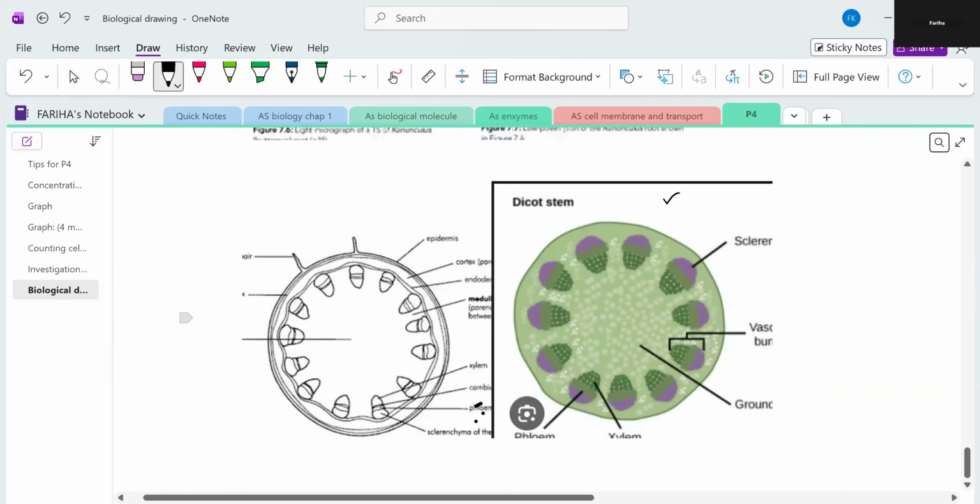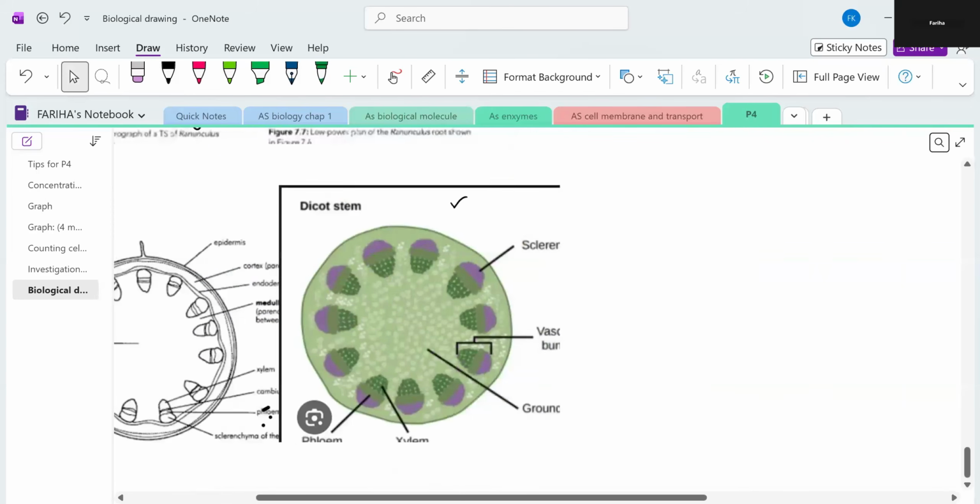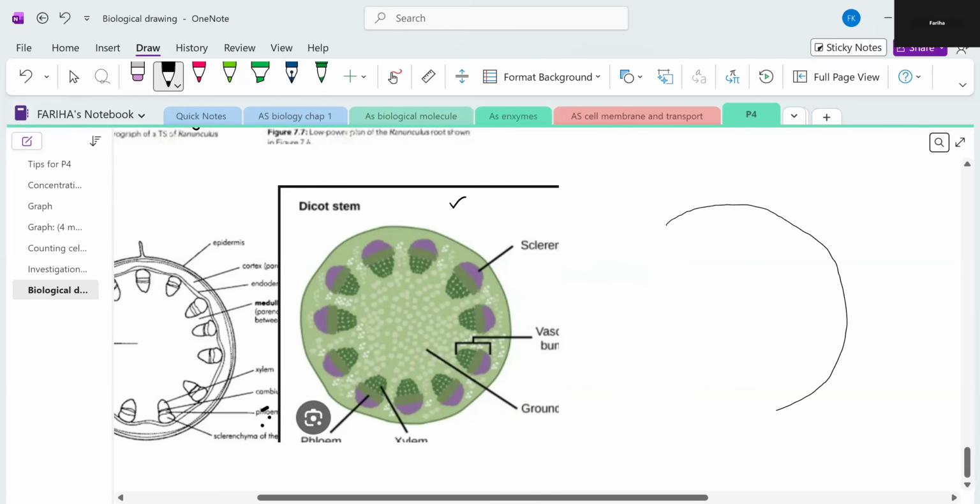Another plan drawing, for example, the examiner provides you with this dicot stem. Again, how are you going to show the epidermis? This is not a very good diagram. We need to draw it with a lighter pencil. How are we going to draw the circle? Do not draw with a compass. Every biological drawing should be freehand.